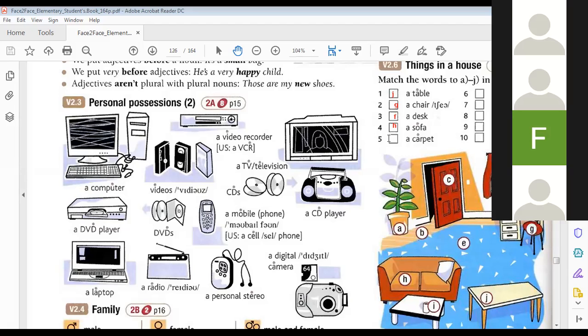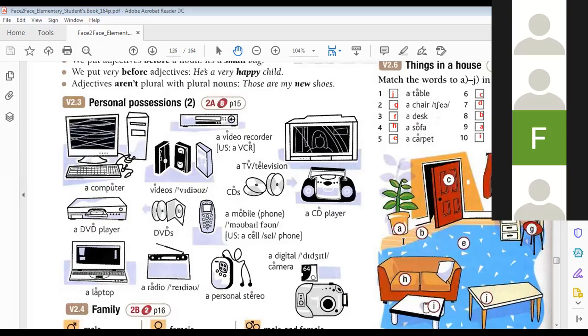E. And the door? C. Okay. What about the window? D. And the floor? B. Correct. What about a plant? A. And a coffee table? I.